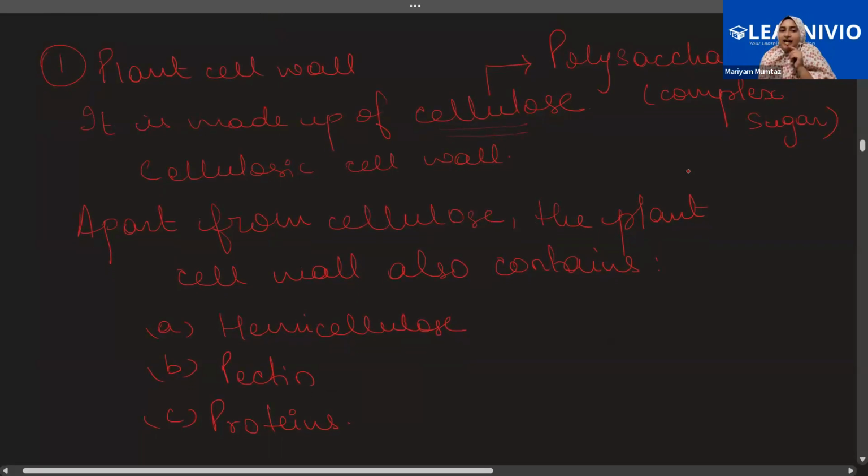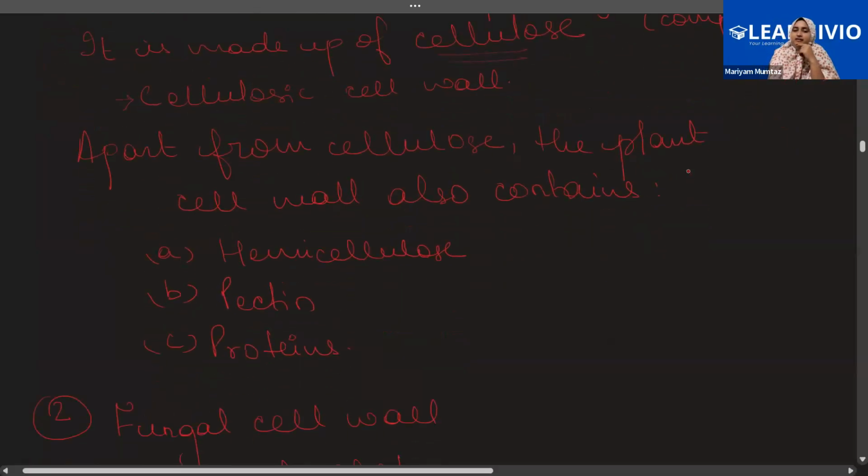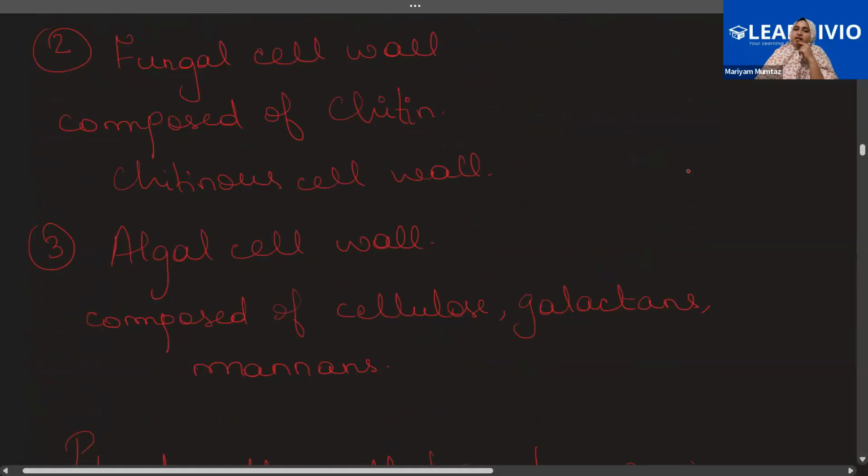All right. Now the plant cell wall is cellulosic. And apart from cellulose, the plant cell wall may also contain other substances. There is hemicellulose, pectin, proteins for extra protection. Then comes the fungal cell wall. We know that it is made up of chitin.